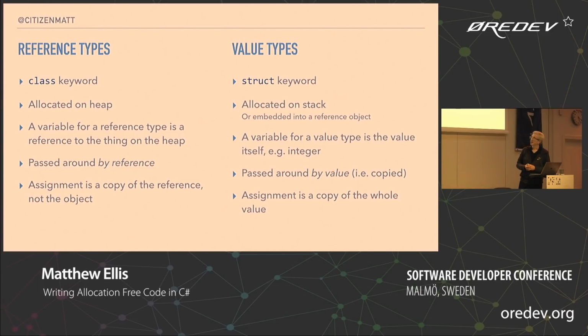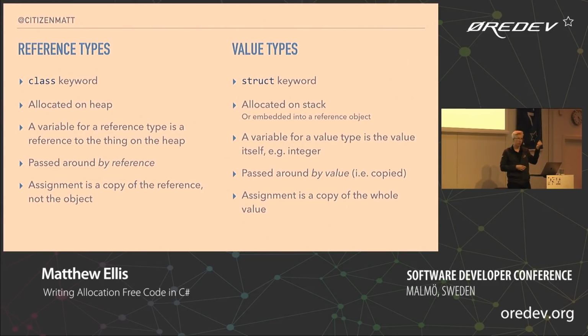Key difference is also how they are being used. So a variable for a reference type is a reference to the thing on the heap. So if you've got a variable, it's pointing, it's saying it's over there. That's where the thing is on the heap. Whereas a variable for a value type is the value itself. So this variable here now, it's just an integer. It's 42. It's the number. It's the value.